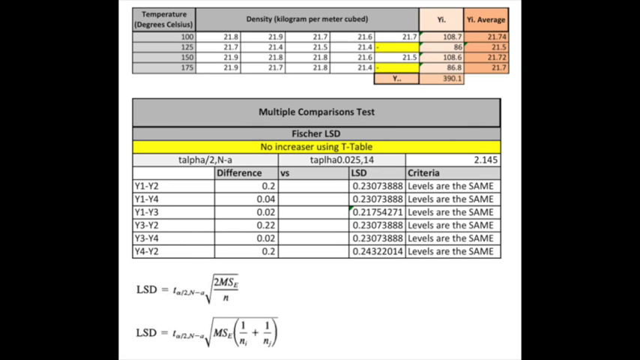We must also take into consideration that the t alpha divided by 2 is 0.025, since alpha was 0.05, and n minus a is actually 17 minus 3, which is 14. So that's the answer we get, 2.145. And after we compare the difference to the LSD, we get that the labels are the same.